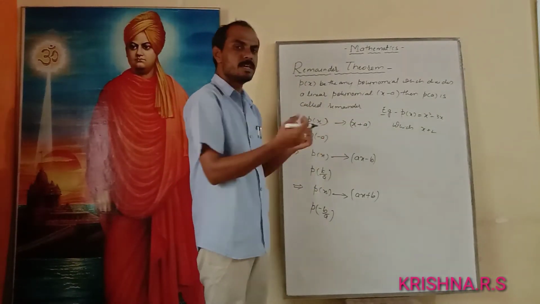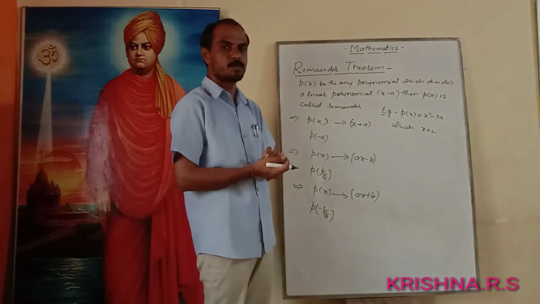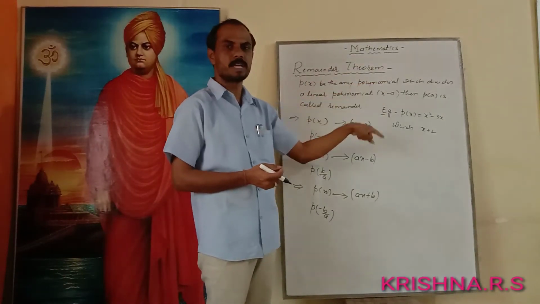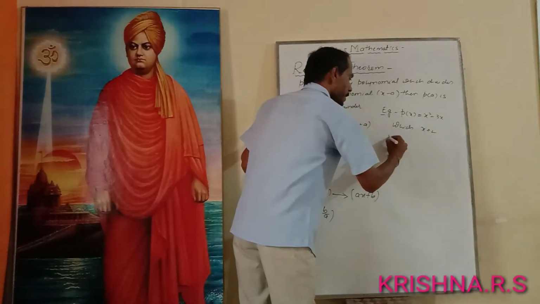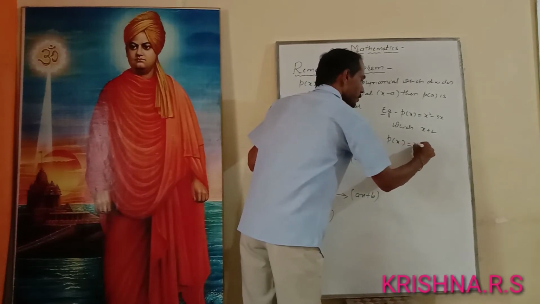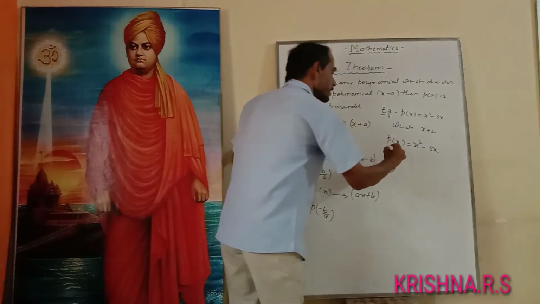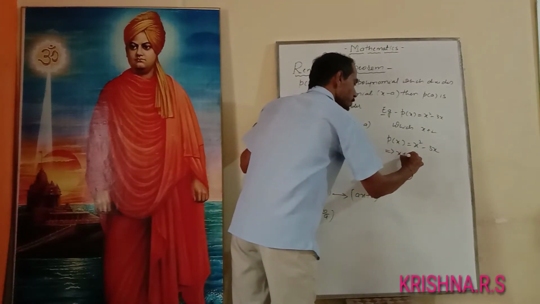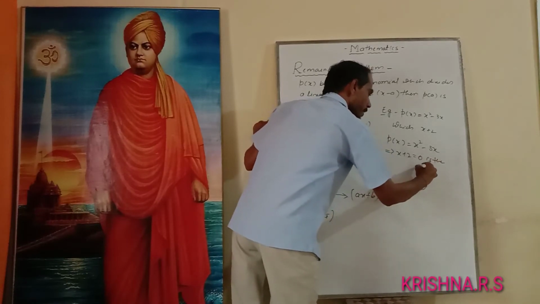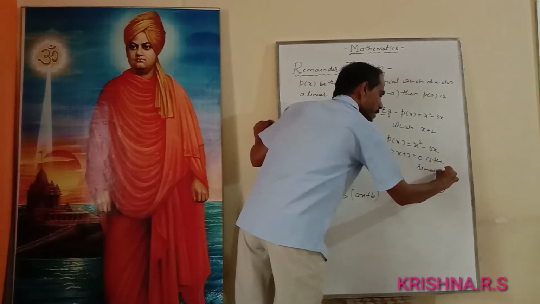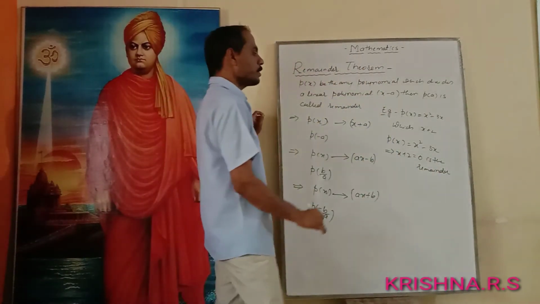Doing the actual division, finding the remainder and quotient, is one method. But what is the application of the remainder theorem? Without doing the actual division, we can find the remainder. According to the remainder theorem, P of x is equal to x square minus 3x. Here the given divisor is x plus 2. According to the remainder theorem, x plus 2 is equal to 0.